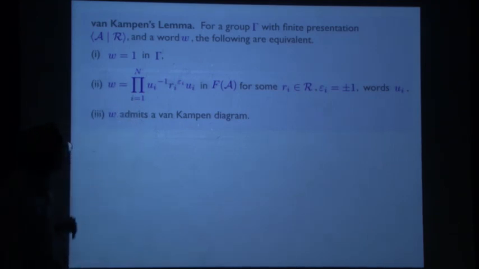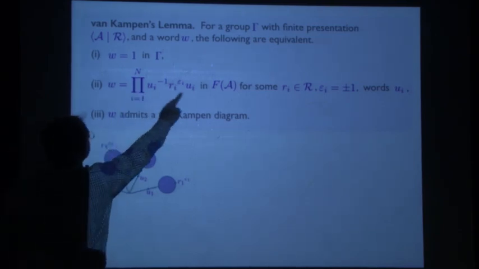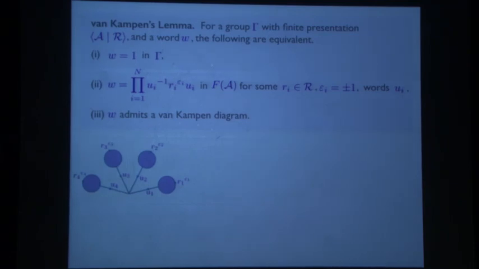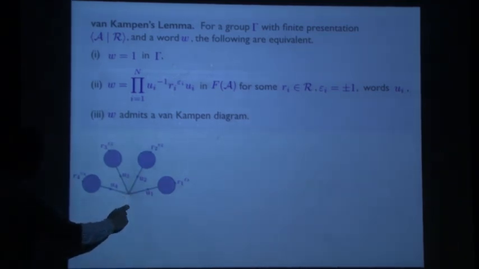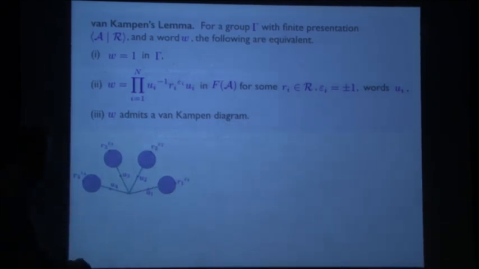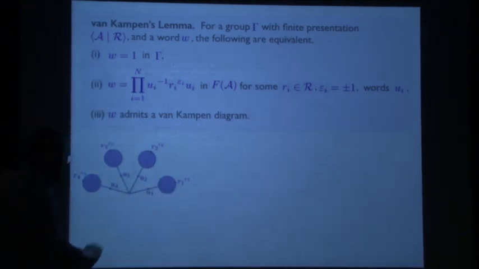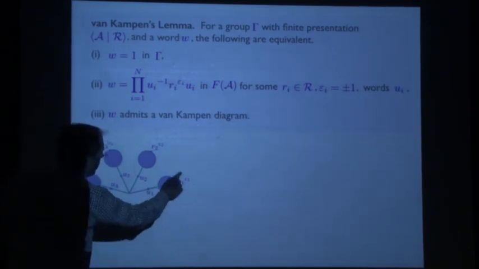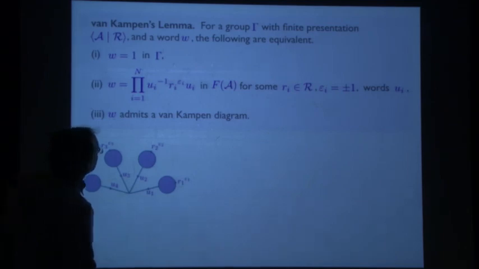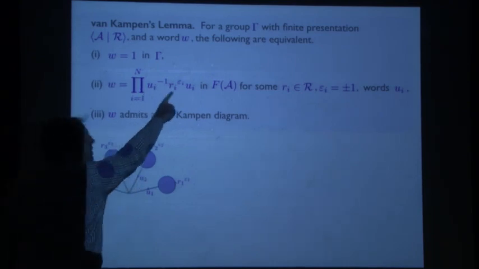And that's the same thing as admitting a Van Kampen diagram, because you can take this product and draw what's called a lollipop diagram. Think of a base point here, and I've got a sequence of edges, all labeled by generators, elements of A, and directed, so that when I read it that way, I read U1, and then around here I read R1 to the power of epsilon 1. Anyway, when I read around the whole perimeter, I'm reading this product.